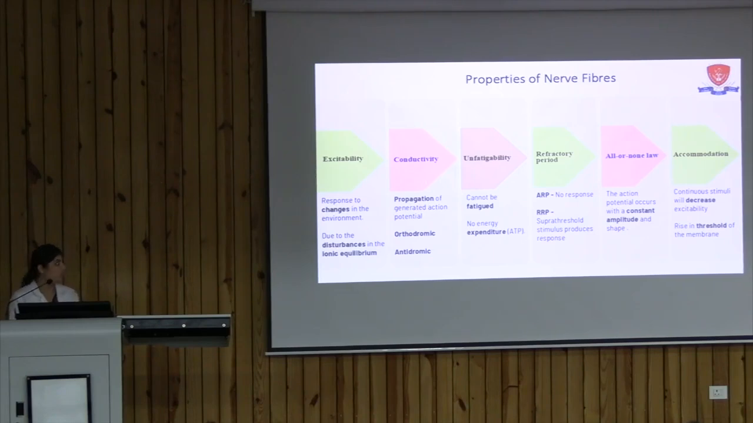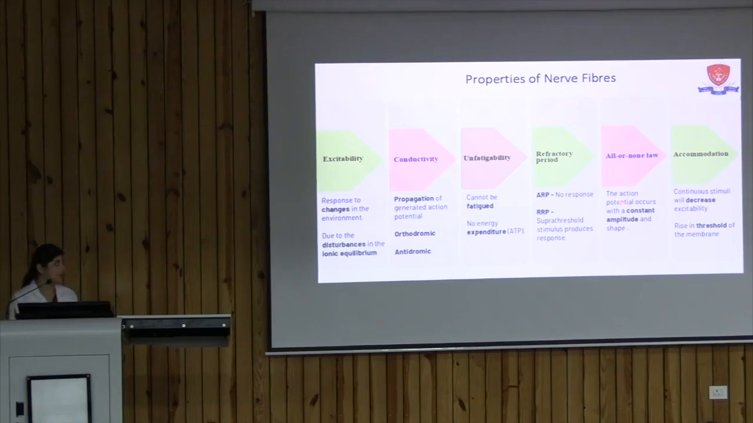Moving on to conductivity, which is basically the propagation of a generated action potential. It is bifurcated twofold into orthodromic and antidromic types based on the direction of the propagation. Unfatigability lies on the principle that nerve fibers cannot be fatigued as they mainly conduct impulses that do not involve energy expenditure. Refractory period is also bifurcated twofold into absolute and relative refractory periods. The former does not elicit any response to a subsequent stimulus for a certain amount of time, and the latter only responds when the stimulus is of the suprathreshold category.